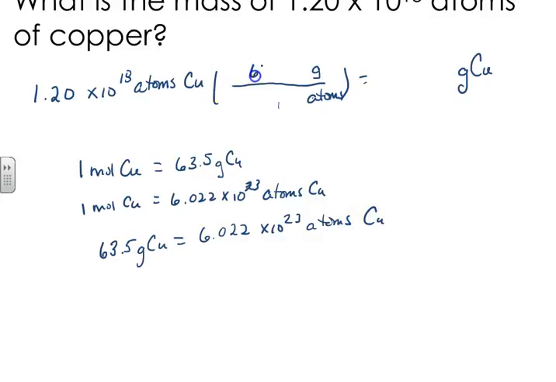Okay, so 63.5 grams, that's from the periodic table, and 6.022 times 10 to the 23rd atoms. And that comes to 1.27 times 10 to the negative 4th grams of copper.